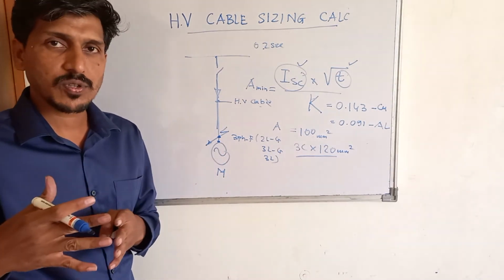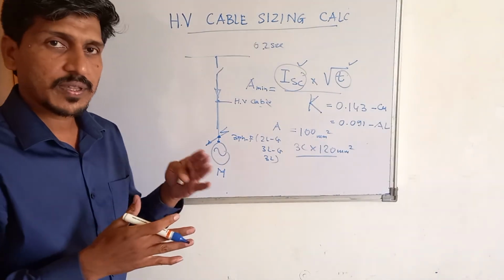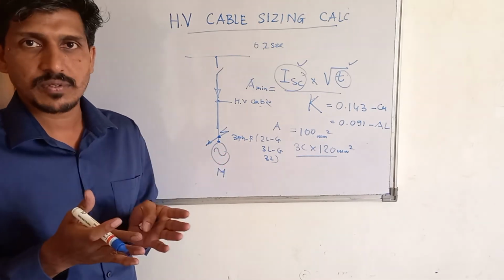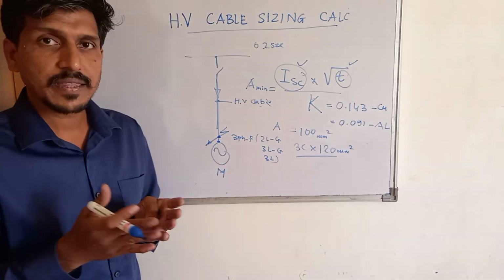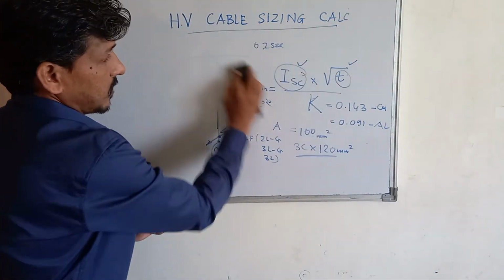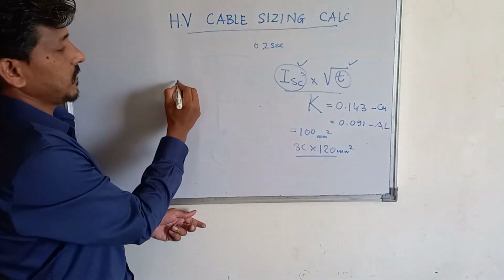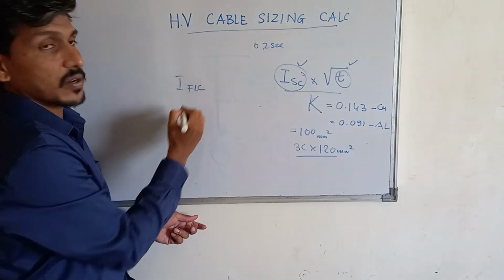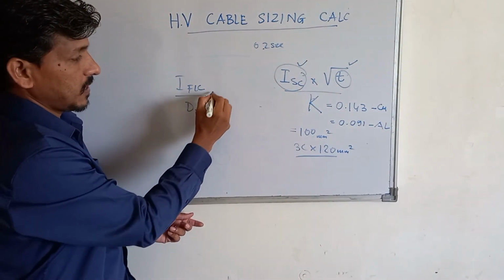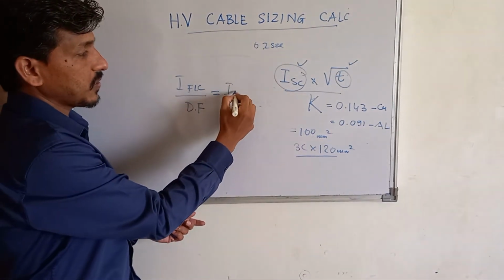Rest all the procedure, all the steps for HV cable sizing are the same as LV cable sizing. For those steps you can see my LV cable sizing video again and again, so that you will understand the steps. In that, you have seen one thing: the full load current for the motor divided by your derating factor. This derating factor depends on your installation conditions. So you get the required current here.